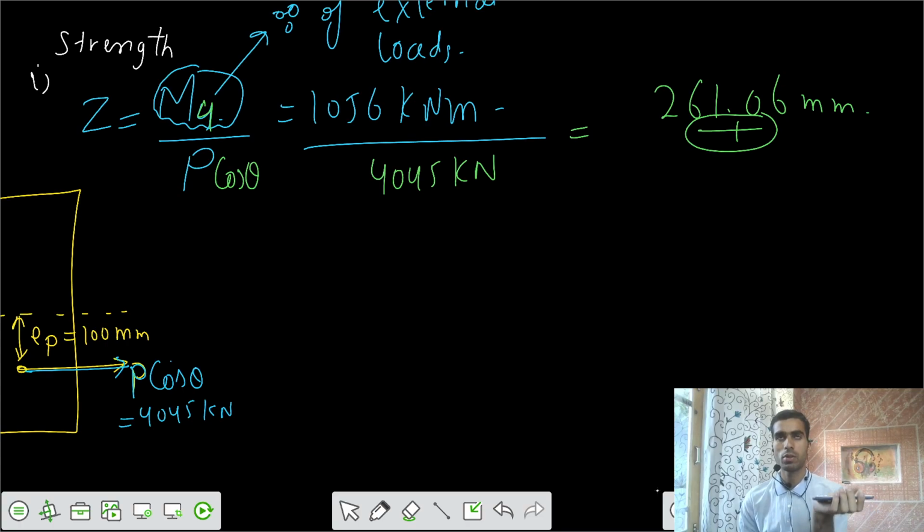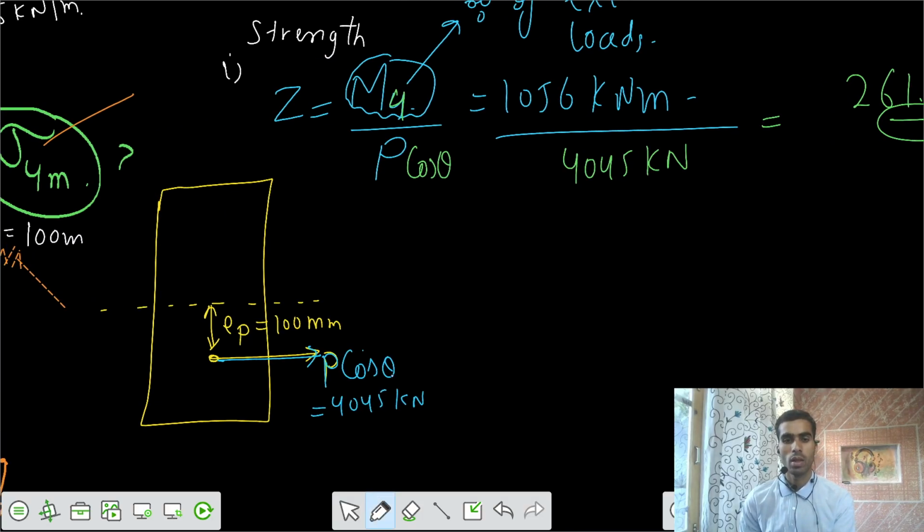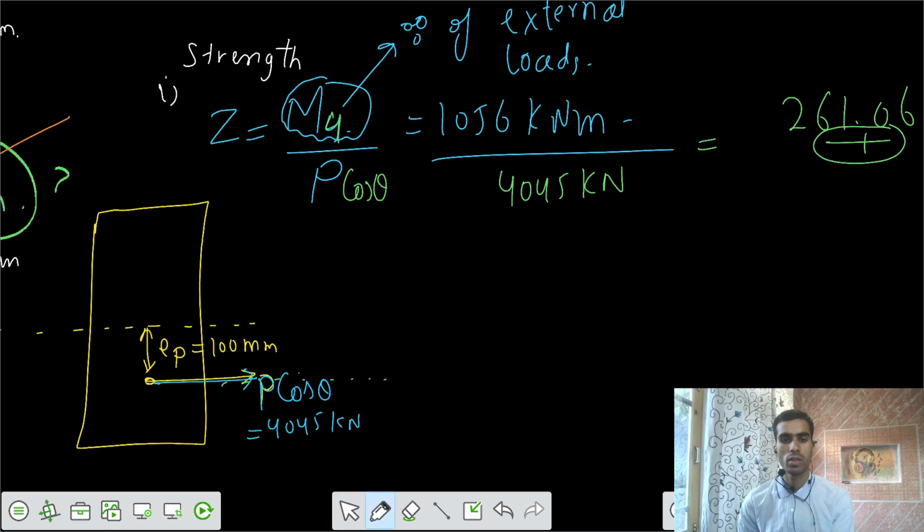That means with respect to that P force line, it's above that P force line. If this is your P force point, above we have to go how much? 261.06. So somewhere we are going to reach here. So this is our line of action of that C force. This is our line of action of that C force, C line, I can say.